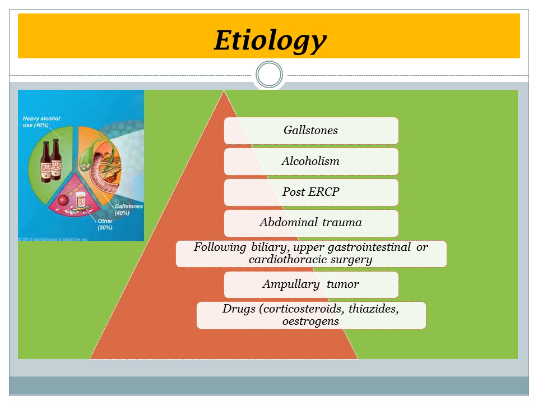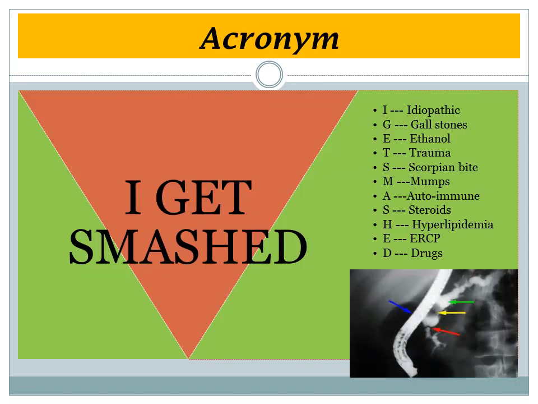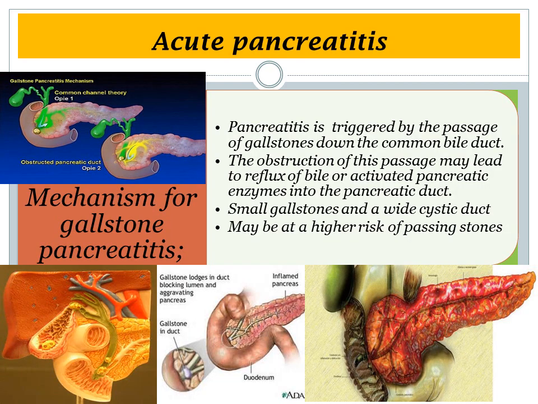Then the other factors responsible for acute pancreatitis are post-ERCP, abdominal trauma, following biliary, upper gastrointestinal or cardiothoracic surgery, ampullary tumor, drugs like corticosteroids, thiazide and statins. Then hyperparathyroidism, hypercalcemia, pancreas divisum, autoimmune pancreatitis, hereditary pancreatitis, viral infection like mumps and coxsackie, malnutrition, scorpion bite, and certain RPC cases. There is one acronym you can remember very easily for the etiology: I GET SMASHED. I means idiopathic, G means gallstones, E means ethanol, alcohol, T for trauma. Similarly, S for scorpion bite, M for mumps, A for autoimmune disease, S for steroid, H for hyperlipidemia, E for ERCP, and D for drugs.